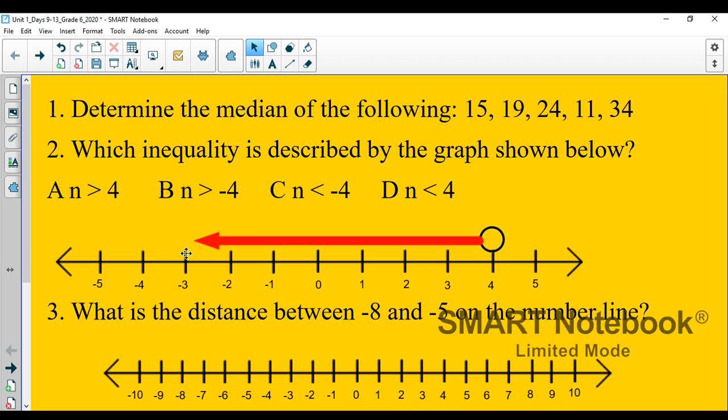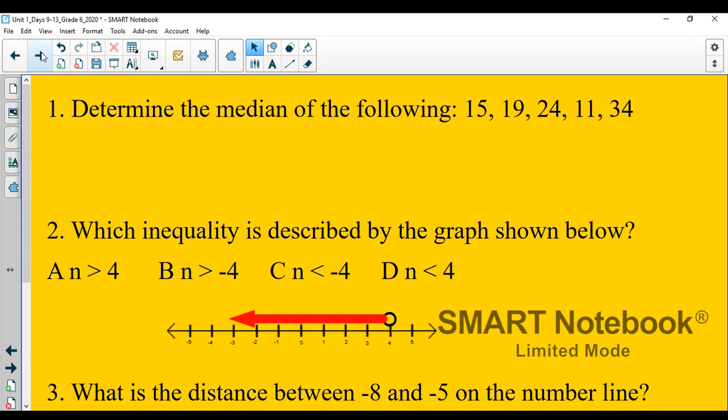You will need the first graph here for the warm-up, so pause it, and then when you're ready, go to the next screen. Okay, number one, determine the median of the following.